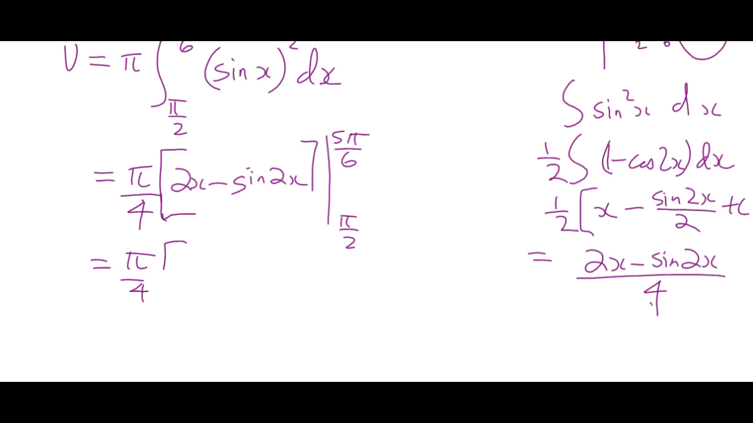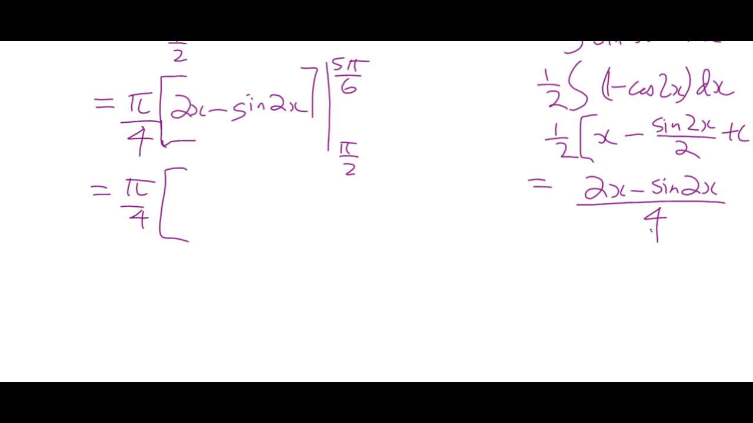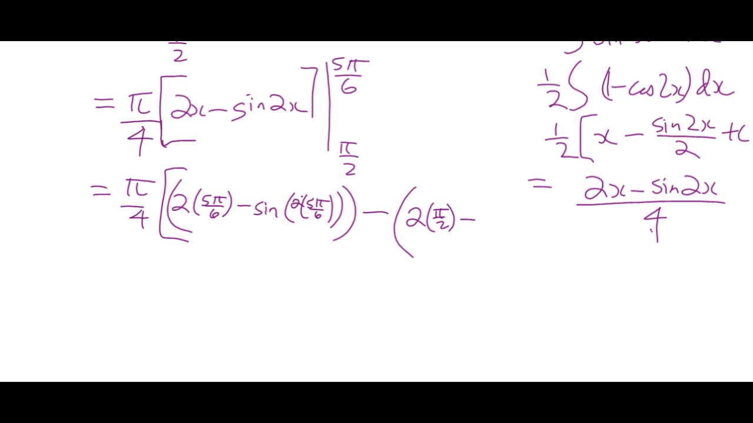Okay, so pi over 4, big square bracket. And so we're going to get 2 times 5 pi over 6 minus the sine of 2 times 5 pi over 6. And let's enclose those in parentheses, minus, because you have to work that out separately. We do the first with the 5 pi over 6, minus, and then the same deal with pi over 2: 2 times pi over 2 minus the sine of 2 times pi over 2. And then all of that is times pi over 4.